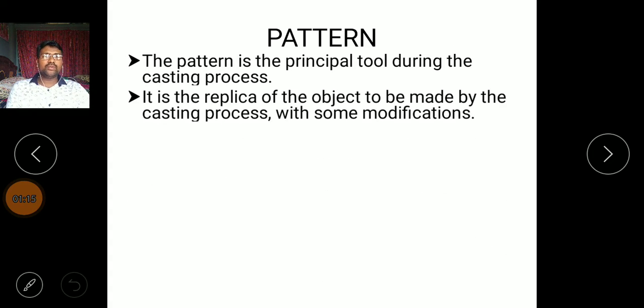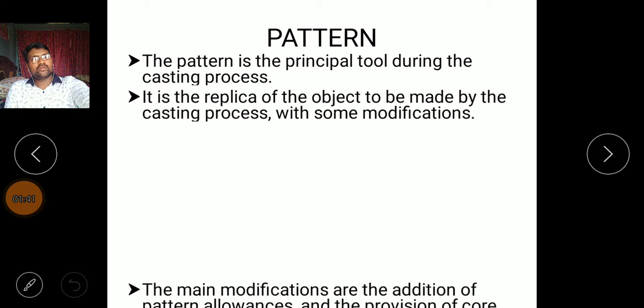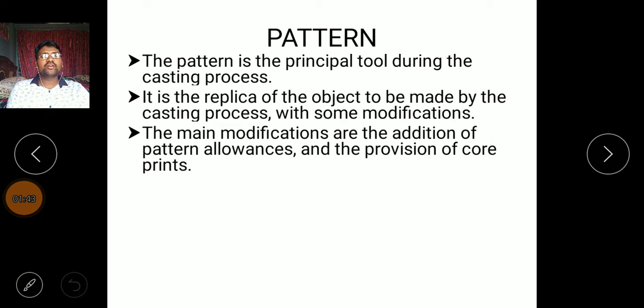It is the replica of the object to be made by the casting process, with some modifications. A replica is the duplicate part of the required object, with some modifications. Modifications include allowances, cores and core prints. These we'll discuss one by one. The main modifications are the addition of pattern allowances and provision of core prints.